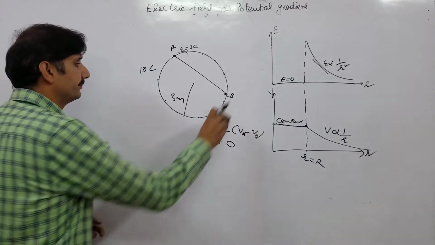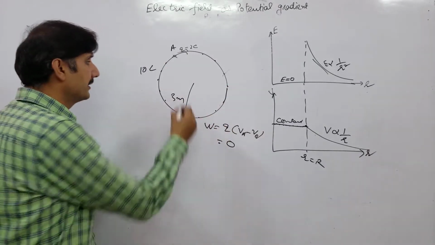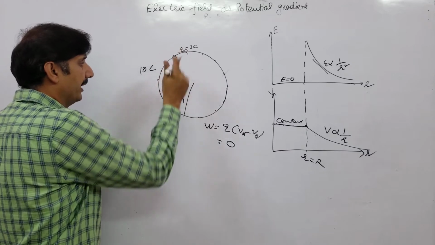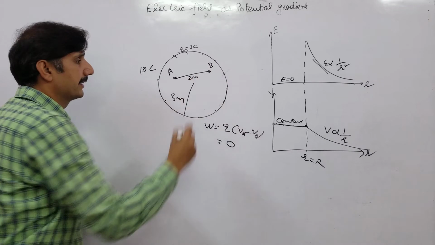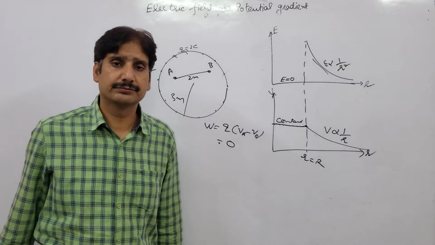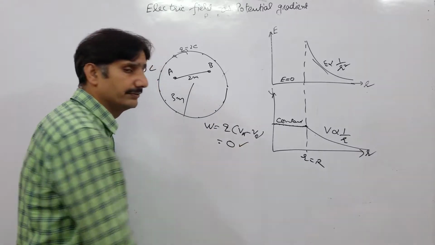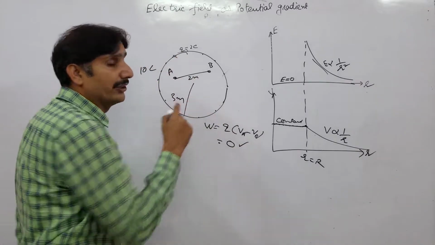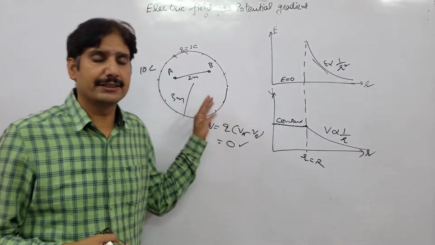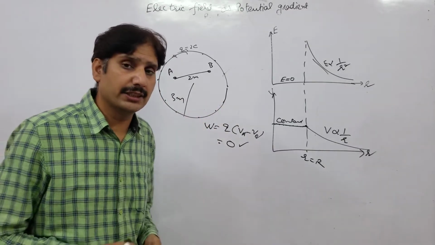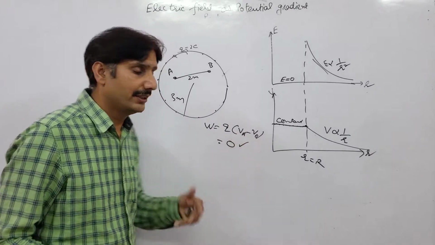What about this? Instead, let's say the charge is taken from point A to point B over here, which are 2 meters away from each other. I need not tell you, work done is still 0, because every point, not only on the surface, every point inside this spherical shell has the same potential. And if they have the same potential, this bracket would always be 0, so work done is 0. Okay?